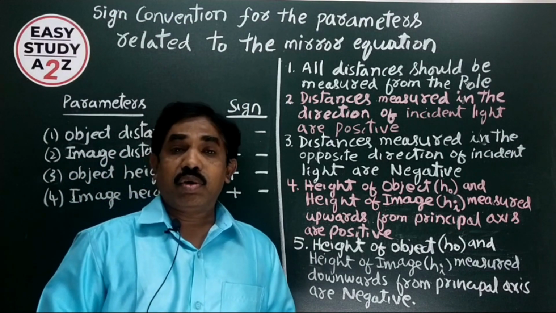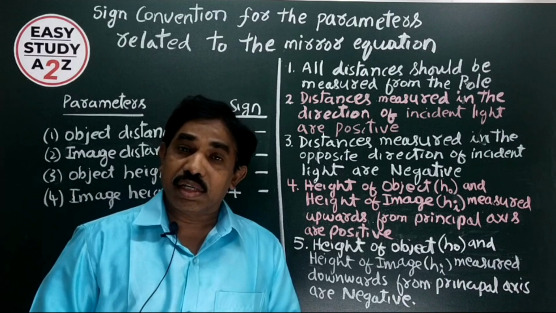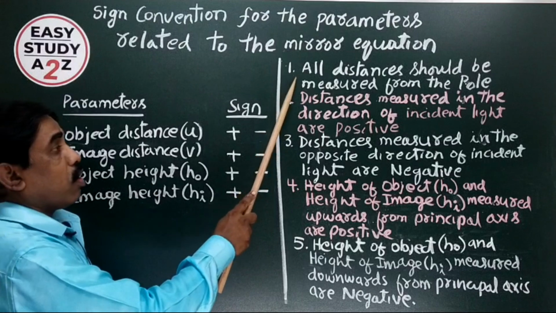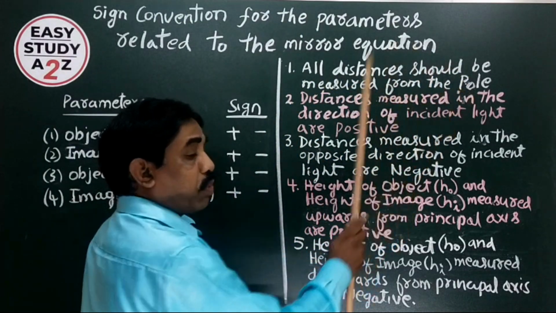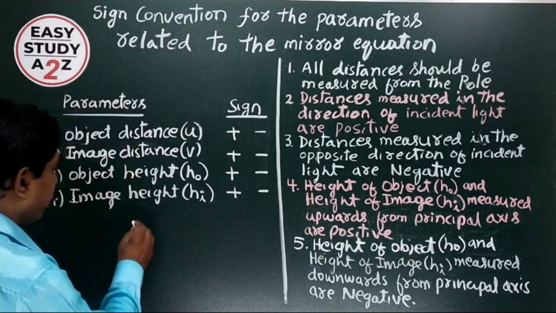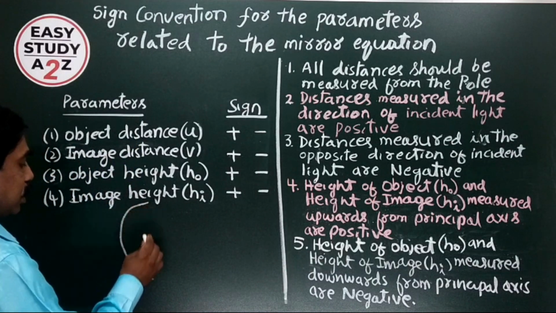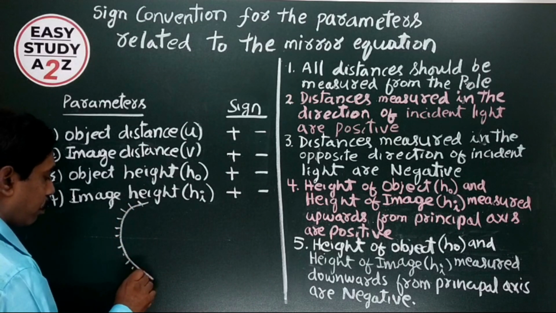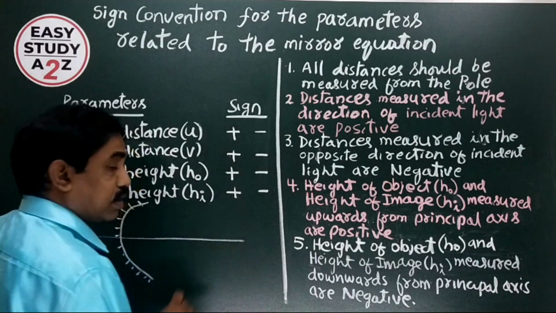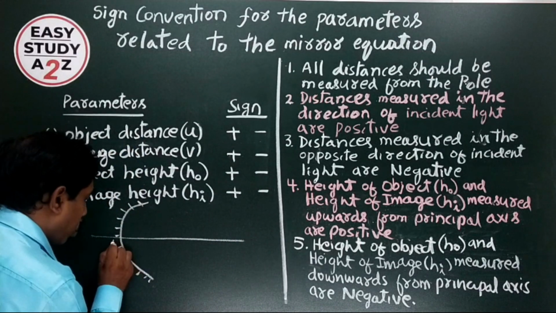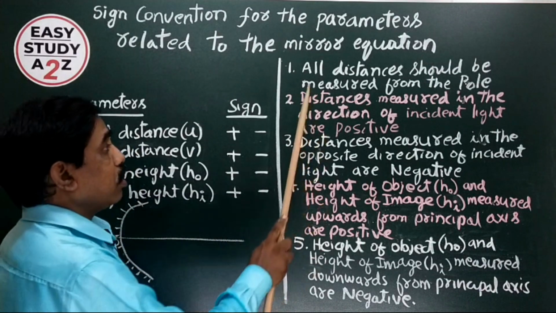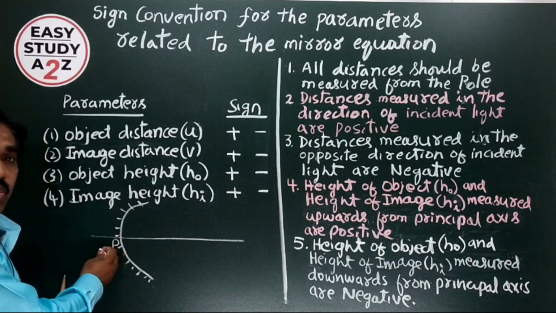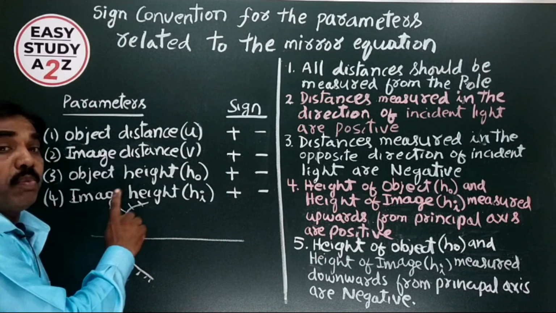Now let us discuss how to measure these quantities. What are the rules for measuring these quantities? Now see here, all the distances should be measured from the pole. So here, if you take this as a concave mirror, this is the principal axis. Now this is the pole. The first rule is all the distances should be measured from the pole. So whatever distance you want to measure, they should start from the pole.